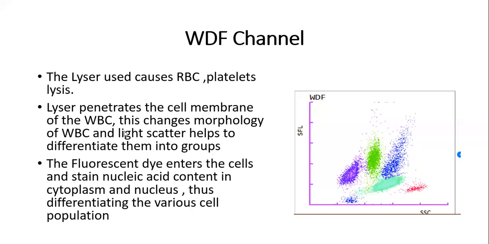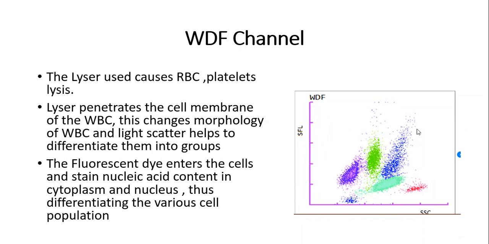Now, once this penetration takes place, the fluorescent dye which is added to this WDF chamber will stain the nucleic acid content, that is the RNA in the cytoplasm as well as the DNA inside the nucleus, and thus will help to differentiate different types of WBC. Moreover, it is also helpful in case of immature granulocytes. If there is an immature granulocyte population present, let us say myelocytes, metamyelocytes, as we say, shift to the left, then what will happen? The immature granulocytes will have more DNA and more RNA because they are rapidly proliferating cells. So they will form a separate population where you can appreciate that there is a shift to the left.